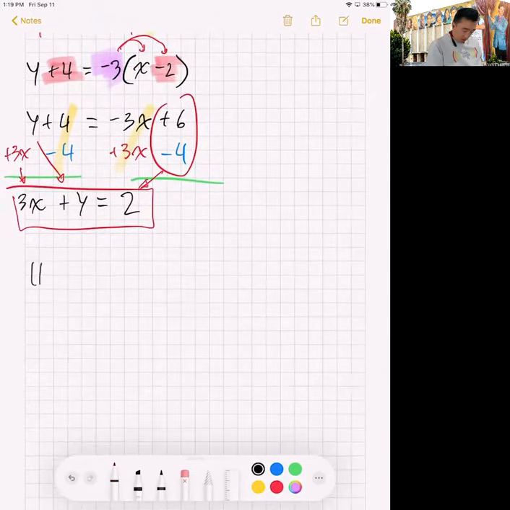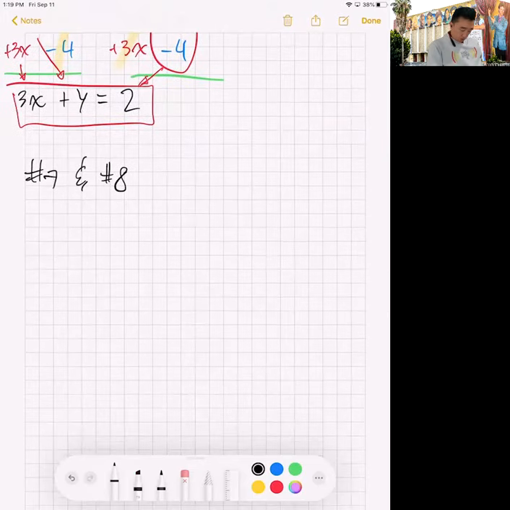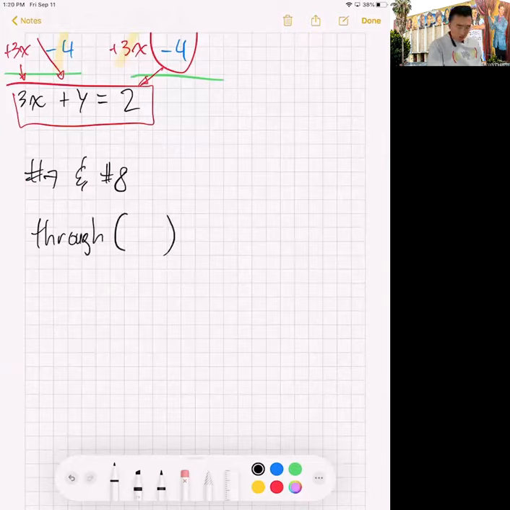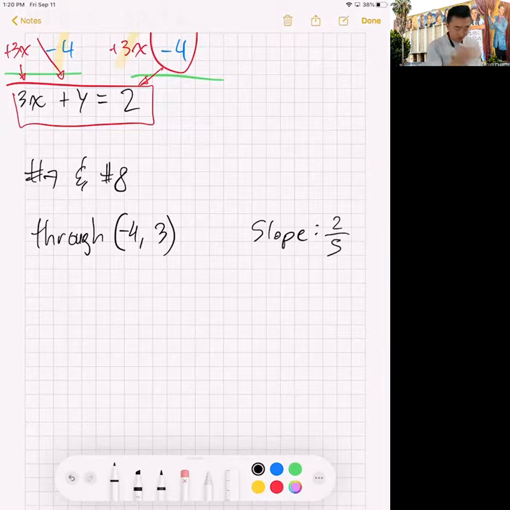Numbers 7 and 8 are very similar. The only thing is they give you fractions as slopes. So let's say they give you, I don't know, negative 4 comma 3, and slope is 2 over 5, let's just say. Okay. So again, I'm going to convert this into the opposite. Positive 4 comma negative 3, right?